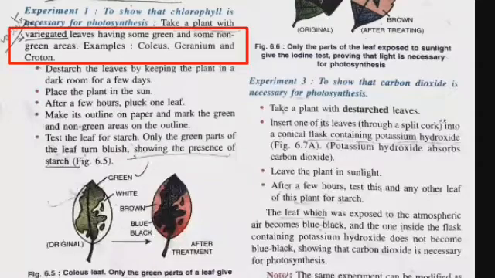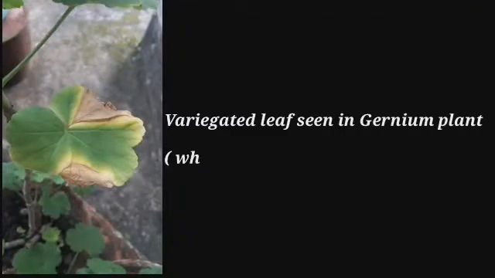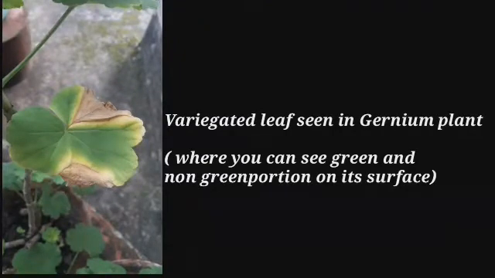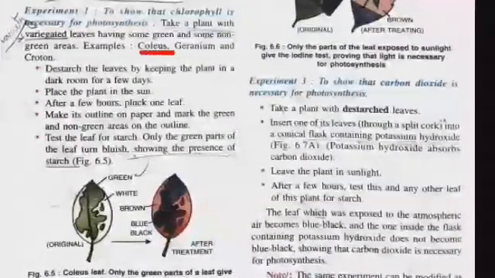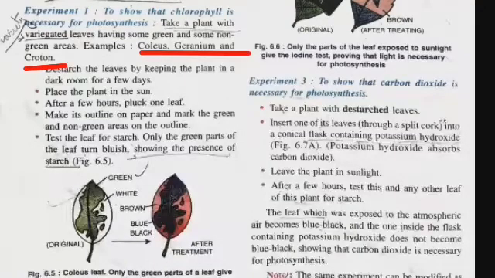And what do you mean by variegated leaves? It means that some portion of the leaf will be green while some portion will be non-green. And please remember the name of the plant with such variegated leaves. It is geranium. Here I have shown you one diagram, and I think you know this plant and you all have seen it. It is an ornamental plant. Next example will be coleus, croton. So please remember the names of these plants with variegated leaves for 1 mark during the exams, and please mark it in your textbook also.